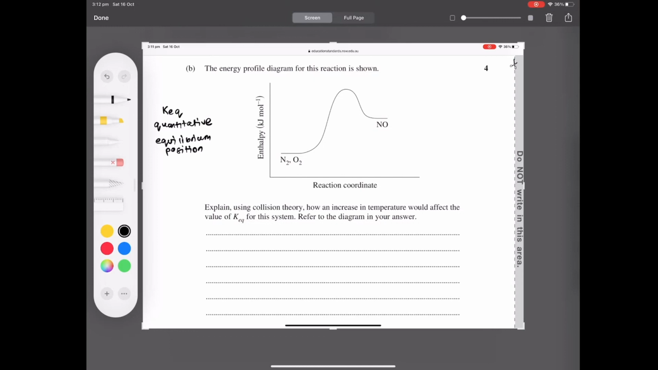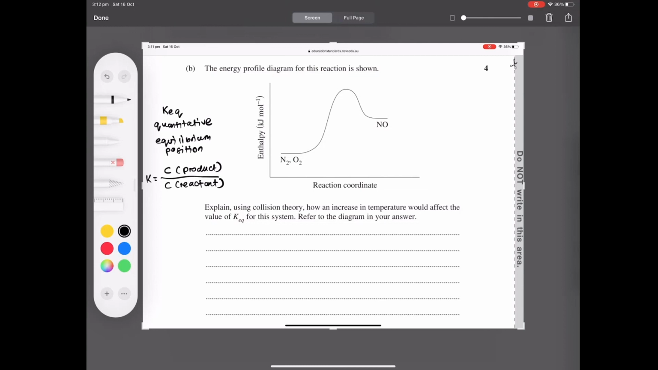It's like if there are more products or reactants, like if it's to the left, there are more reactants than products, but it's still in equilibrium. Very good. So the KEQ, this is a very crude simplification of the formula. It's a bit more complex than this.